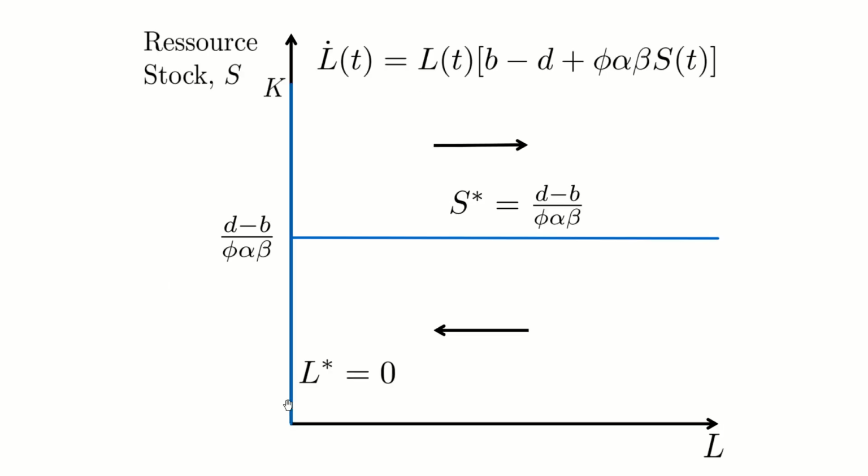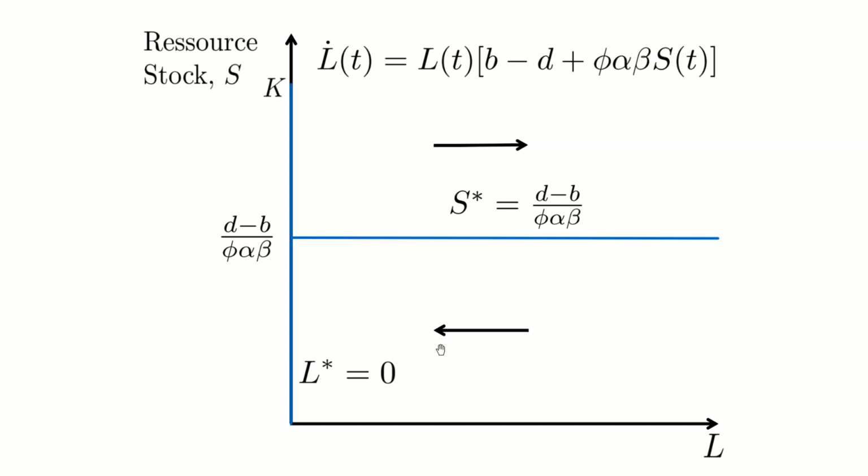In the same phase diagram as before, we show in blue all the possible combinations of S and L for which the population L is stable. It is stable for any S if L is 0. Here S is limited to K, but obviously a population of 0 wouldn't increase even with infinite resources. The sustained island steady state corresponds to any value of L as long as S equals D minus B divided by phi alpha beta. If S goes up, we can indicate that L also goes up, while if S dips below S star, then population starts to decrease.